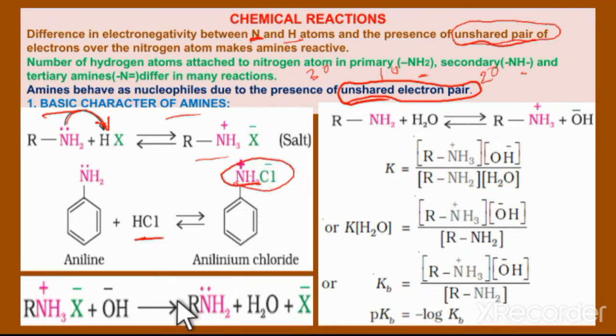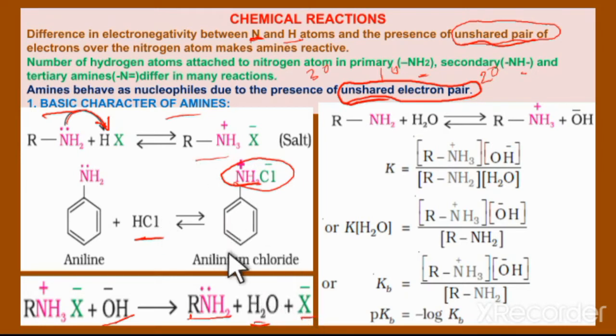Here the anilinium salt or alkyl ammonium salt, when treated with a strong base like sodium hydroxide or potassium hydroxide, regenerates the particular amine, along with water and the halide ion. So the alkyl ammonium halide, when treated with sodium hydroxide, gives alkylamine plus water and halide ion.